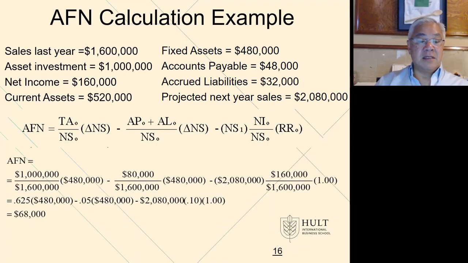So now we do the math. So total assets is $1 million, that's right above. The net sales last year is $1,600,000. The next factor is what is the delta in sales. So next year we expect to sell $2,080,000 in sales. Last year, our base year is $1,600,000. So we expect to sell $480,000 more. $480,000 is our delta sales. Next factor, what is the accounts payable and liabilities? We add together the AP of 48 and the accrued liabilities of 32, and that's 80. That's the numerator. The net sales, again for the base year, is $1,600,000. That generates a ratio multiplied times delta sales of 480.